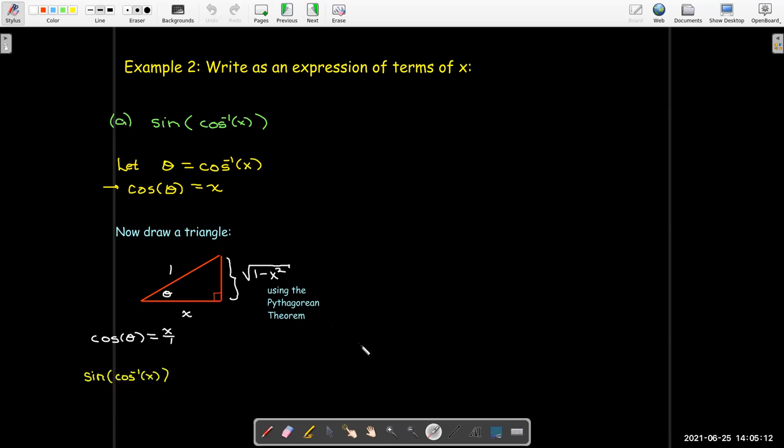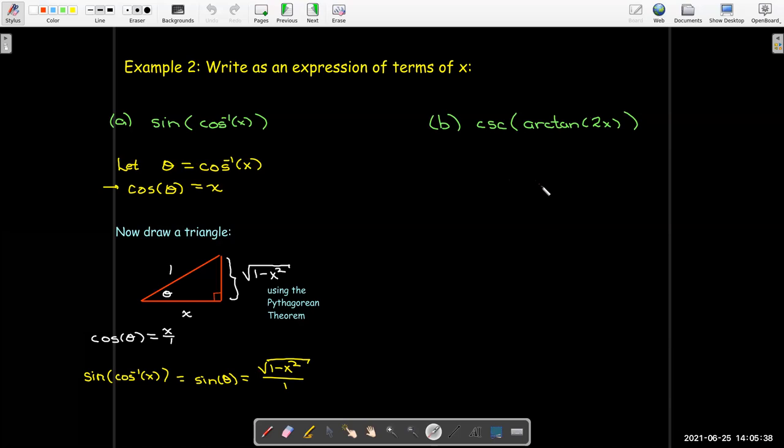So now my original expression is the same as sine of theta in this triangle, which would be radical 1 minus x squared over 1. Now, I could have left off the over 1 part, but I just want to emphasize it's opposite over hypotenuse.